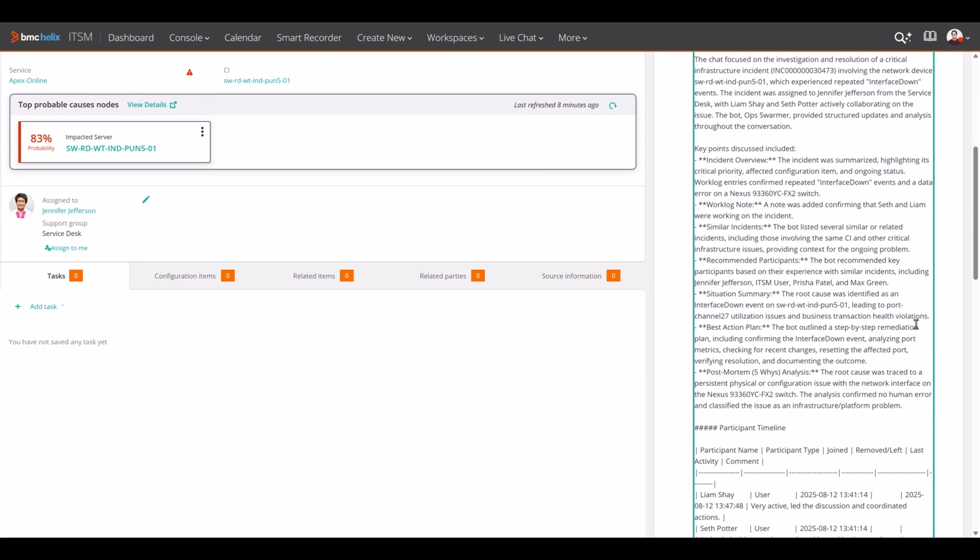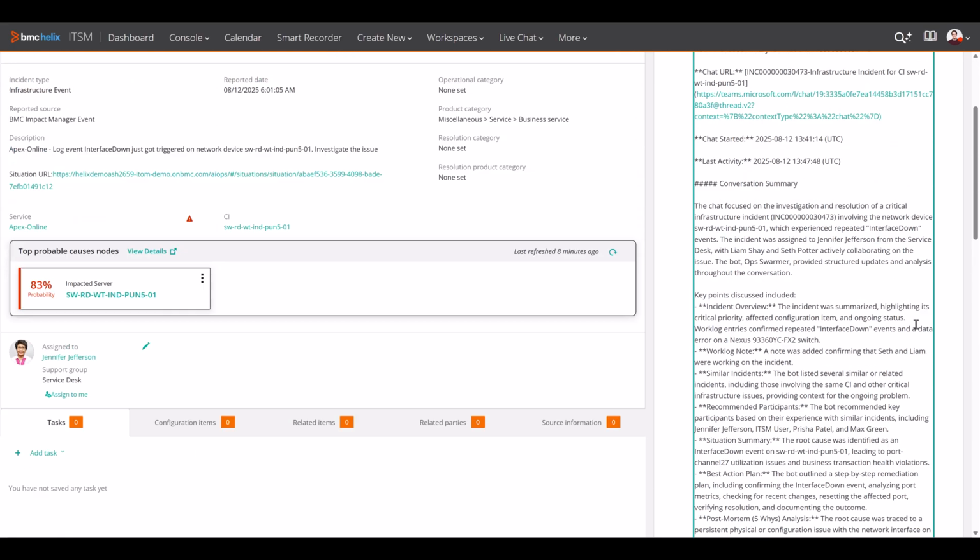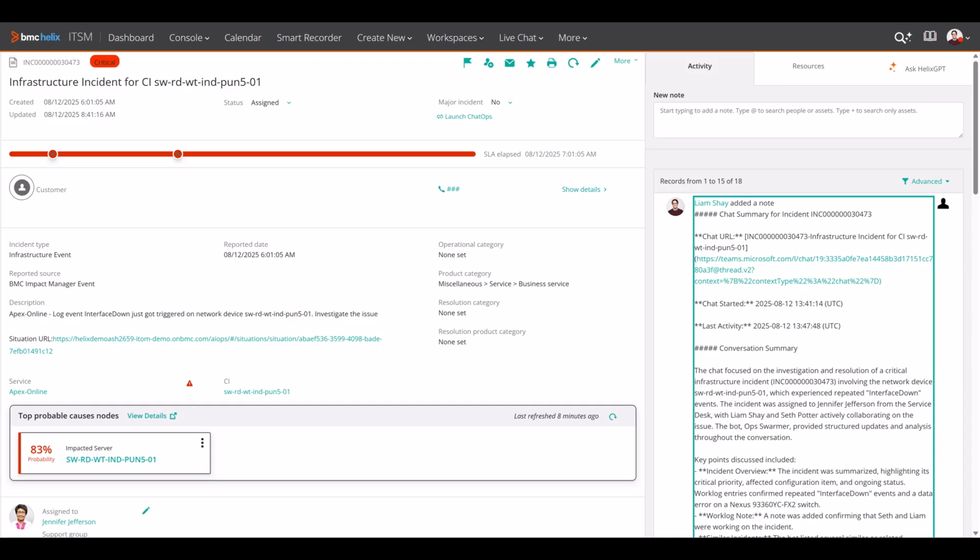Ops Swarmer breaks silos, reduces noise, and empowers your teams to swarm, solve, and restore together, making a real difference.